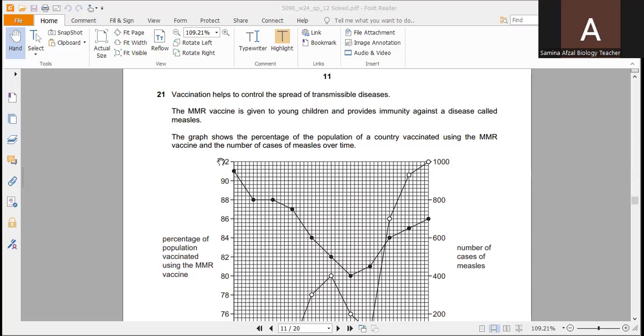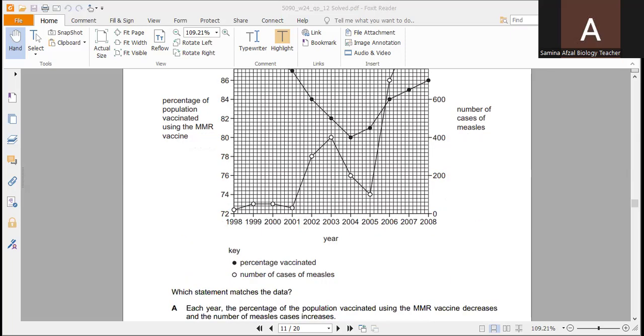The dark color shows the percentage vaccinated and the number of people who are without vaccination. So which statement matches the data? Each year, the percentage of the population vaccinated using the MMR vaccine decreases and the number of measles cases increases. And here you can see the percentage of population vaccinated using the MMR vaccine.